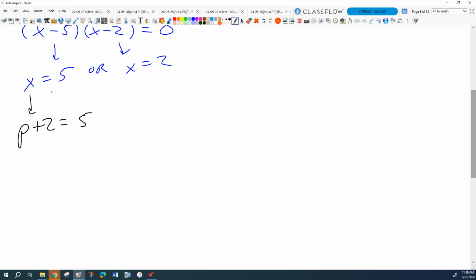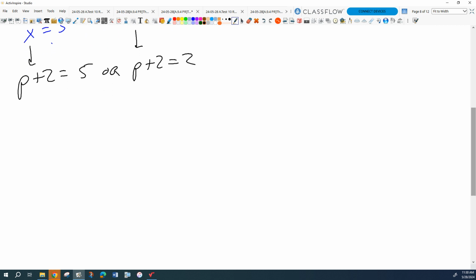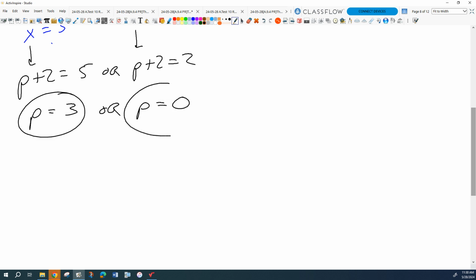So I get p plus 2 equals 5 or p plus 2 equals 2. Well, those are easy to solve. If I isolate p in the first equation, I get 3. How about the second one? 0 if I subtract 2 from both sides. So 3 or 0 would be my solutions. Good? Make sense? All right. Almost there.